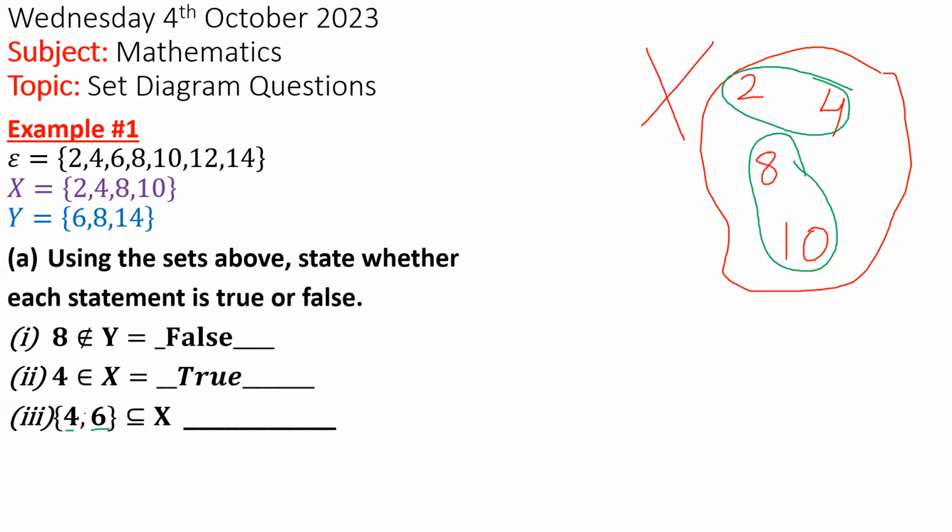6 isn't an element of X. Very good, because 6 is not a part of X. If we look at X, 6 is not there. So because 6 is not there, we cannot say that {4, 6} is a subset of X because 6 is missing. Is that clear, y'all? Yeah. Okay, so that's the reason.